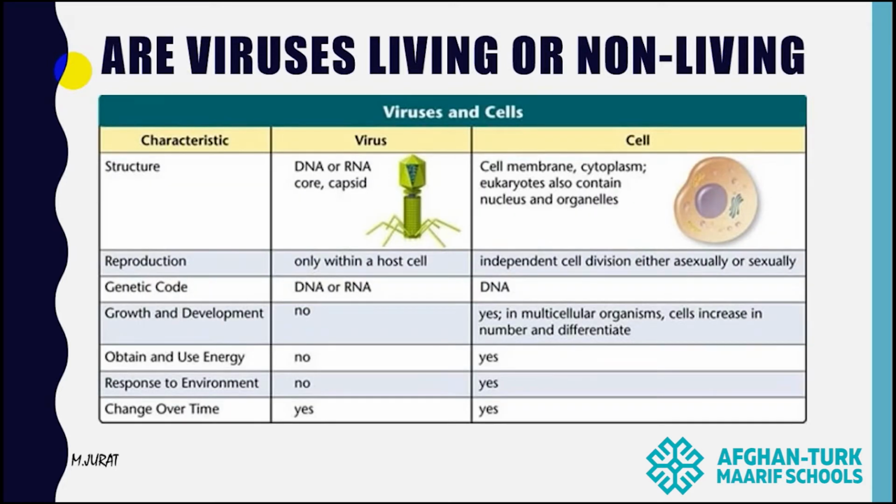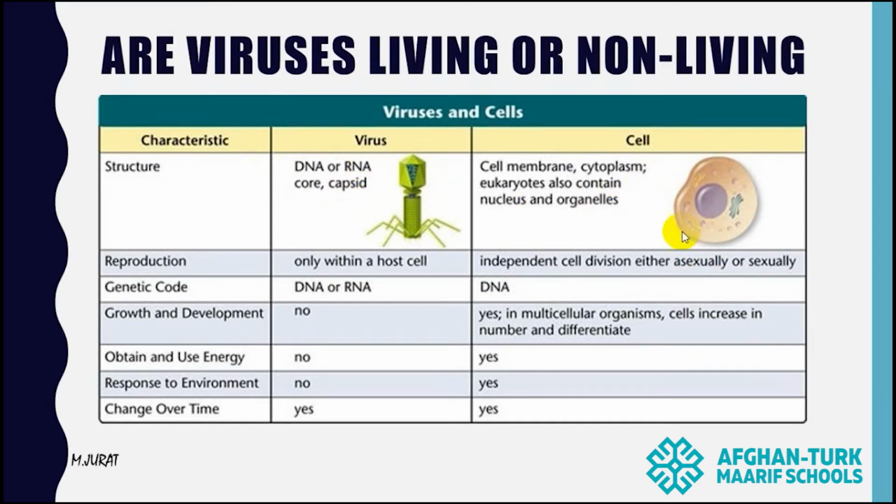So now let's analyze the chart. Over there are some characteristics of living organisms, and we are comparing a virus with a regular, normal animal cell. The first thing we want to compare is their structure. This is the structure of a bacteriophage, a virus which can infect bacteria. As you see, it only possesses DNA or RNA and a capsid, or a cover. So a virus is only made up of genetic material, which is DNA or RNA, one of them, and a cover.